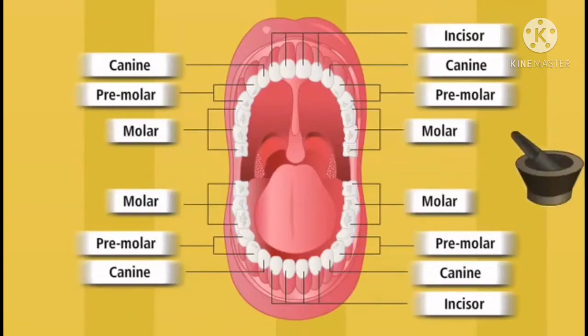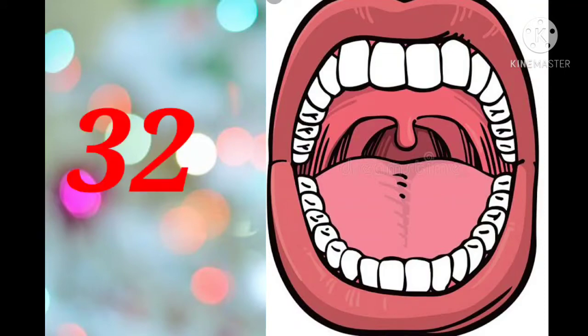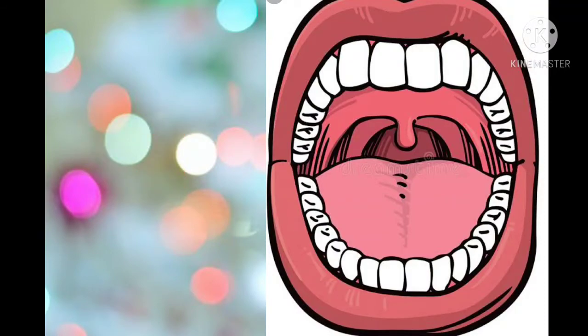So these are the four different types of teeth. They are incisors, canines, premolars and molars. And there are 16 teeth in the upper jaw and 16 in the lower jaw. This means there are 32 teeth in total.